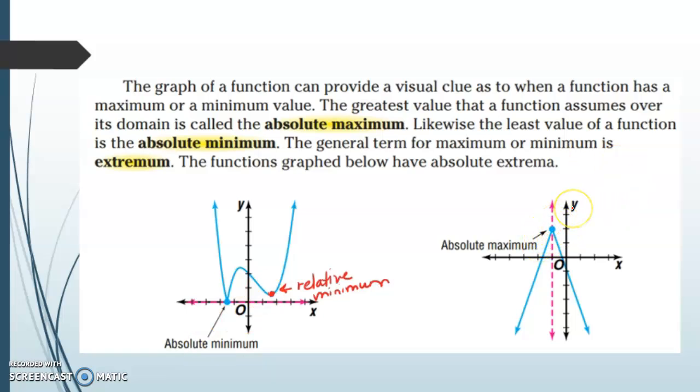You've only got an absolute maximum there. There is no absolute minimum because it's going on forever. And this one has no maximum because that's going on forever. It's just going to keep getting bigger and bigger forever.